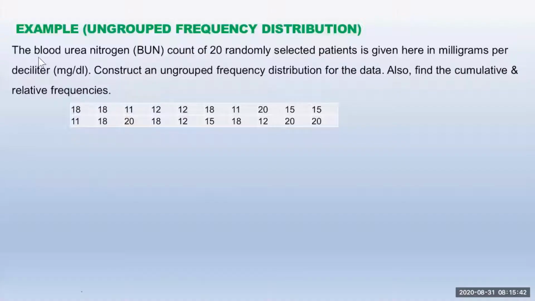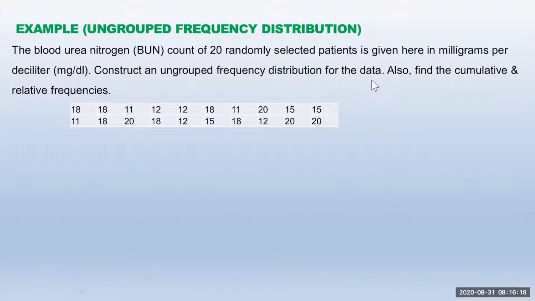Example: the blood urea nitrogen or BUN count of 20 randomly selected persons is given here in milligram per deciliter. That is the amount of blood urea nitrogen count for 20 persons. It's given here, and the unit used here is milligram per deciliter. That's after the lab is performed. What we have to do is construct an ungrouped frequency distribution for the data.